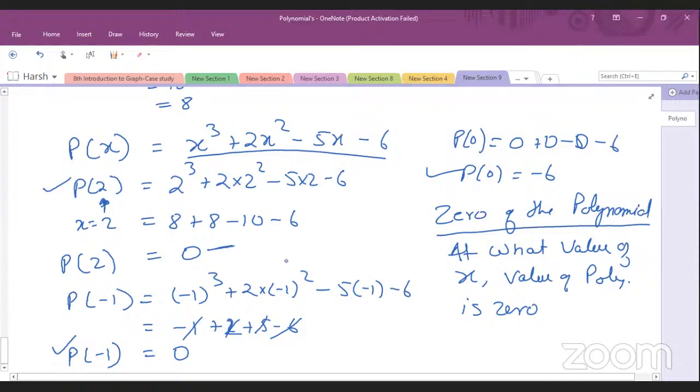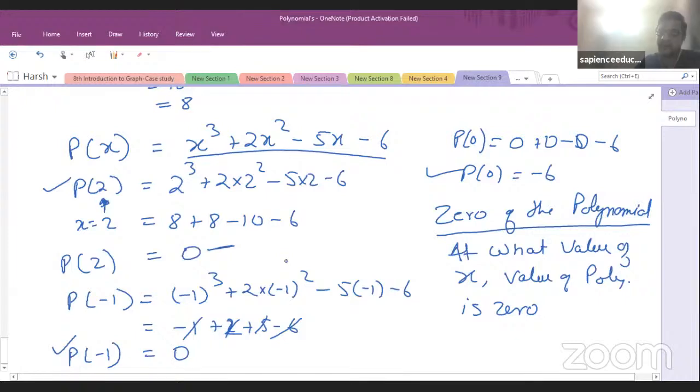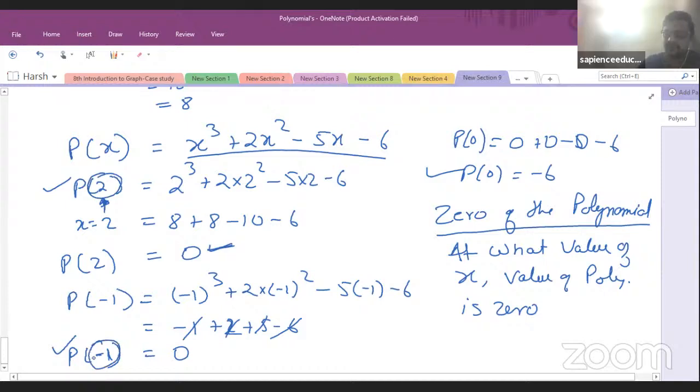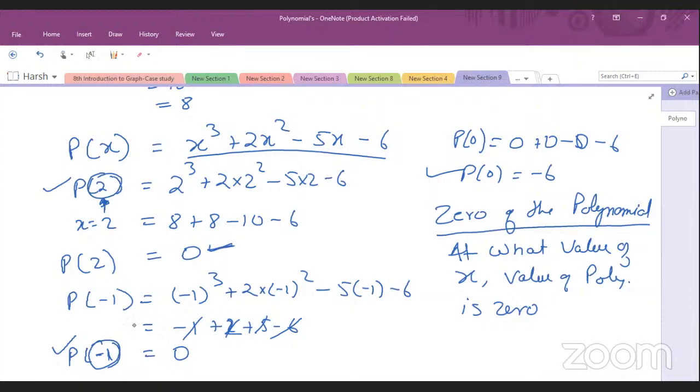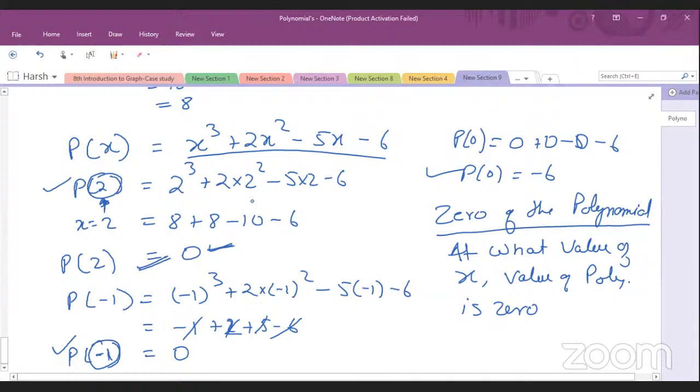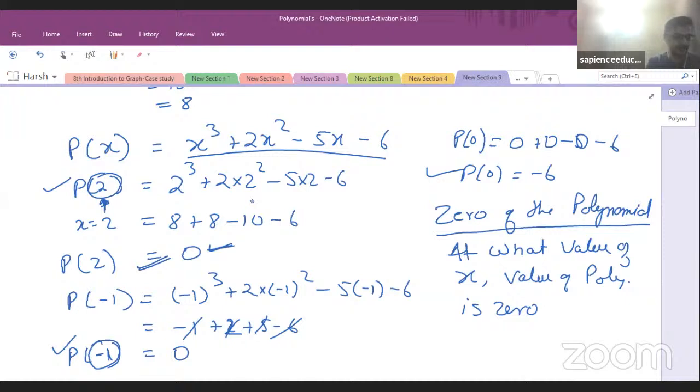Correct? Yes, sir. While substituting the value 2 in place of x, we get the value of the polynomial as 0. In this case, also -1. So we say zeros of the polynomial are 2 and -1. At what value of x, when you substitute it, the value of the polynomial becomes 0, that is known as zero of the polynomial. Okay? Did you get it? Yes, sir, I got it.